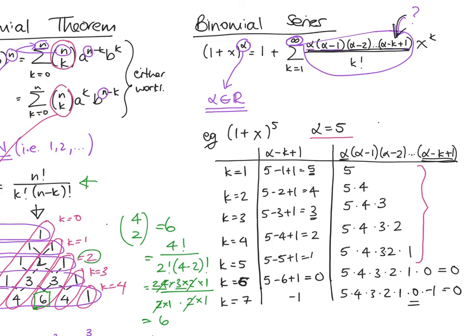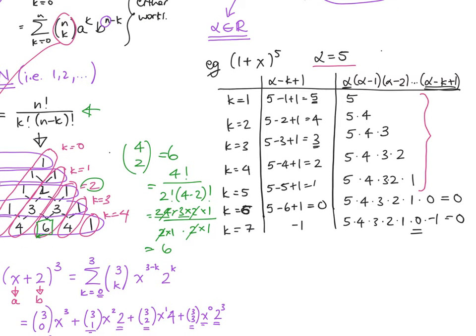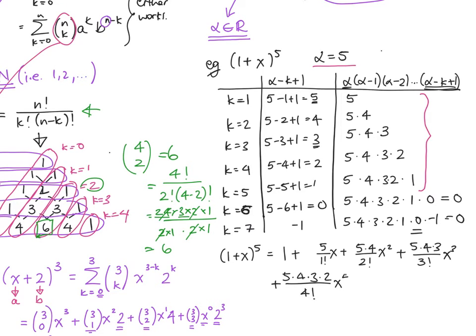So let's just take a moment to write those out. So if we were to expand out 1 plus x to the 5 using our binomial series, what we'd get is 1, because don't forget that 1, plus, and now we work through our sum. So when k equals 1, we have 5 over 1 factorial, which is just 1, times x to the 1, plus now we have 5 times 4 over 2 factorial times x squared, plus 5 times 4 times 3 over 3 factorial x cubed, plus 5 times 4 times 3 times 2 over 4 factorial x to the power 4, plus 5 times 4 times 3 times 2 times 1 over 5 factorial x to the 5.